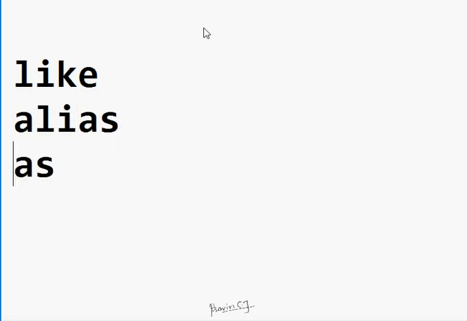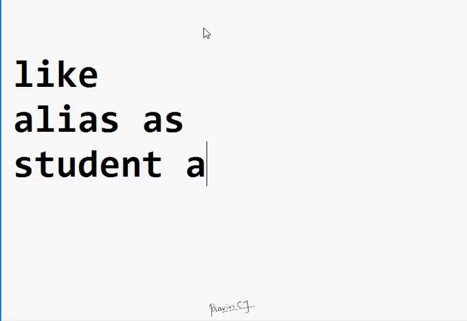This is the LIKE keyword. For alias, we use the AS keyword. Alias is what? A temporary name that is given. If a table column name is student name, we can alias it by calling it a student, so the column name can be called as student.